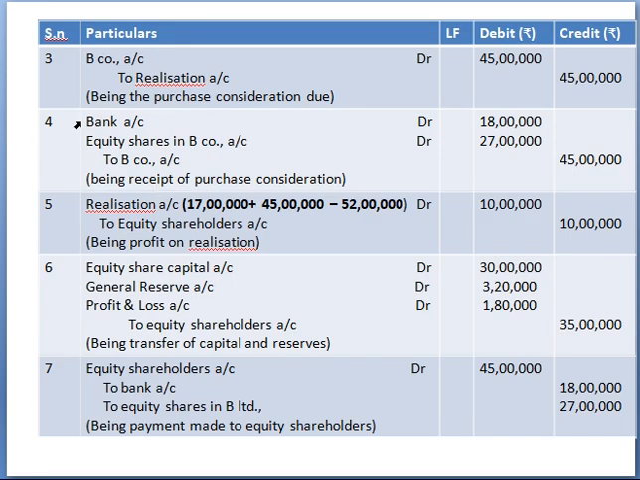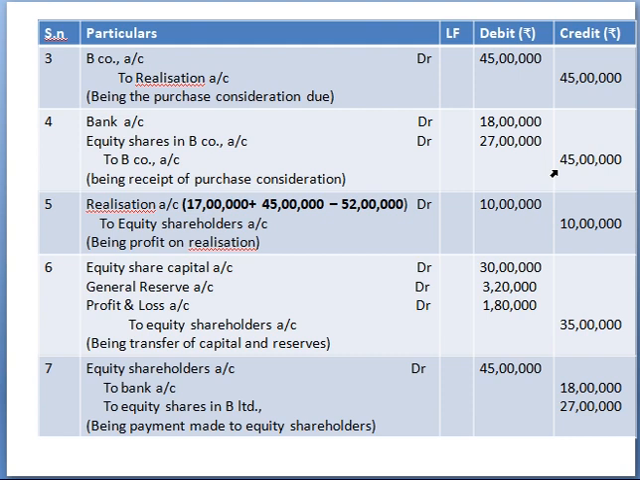Now give your entry. Bank account debit 18 lakhs, equity shares in B Company account debit 27 lakhs, to B Company account 45 lakhs. Right? And your fifth one. See, already in yesterday's problem we have discussed, if any expenses are given, your expenses entry is to be entered in the fifth entry. But in the given question there are no expenses. Directly we will calculate whether the realization gets profit or loss, right?